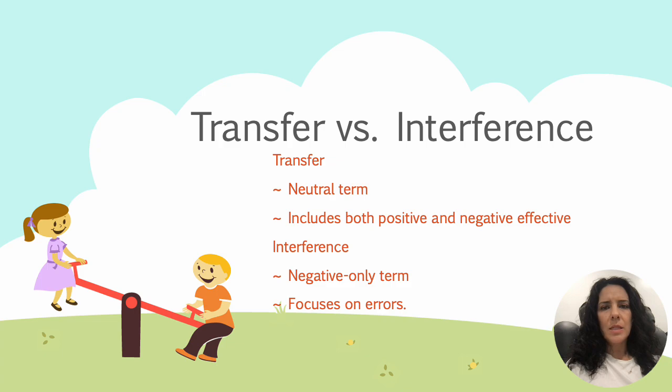Some people call this interference, but Moti uses transfer because it includes both the good and the bad. Interference sounds like something's wrong, but really it's just a part of learning. So transfer versus interference: transfer is a neutral term. It includes both positive and negative effects, and interference is a negative-only term that focuses on errors.